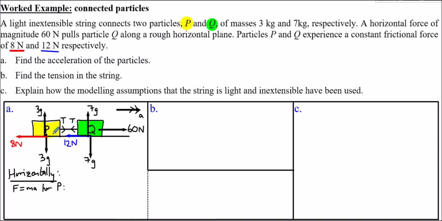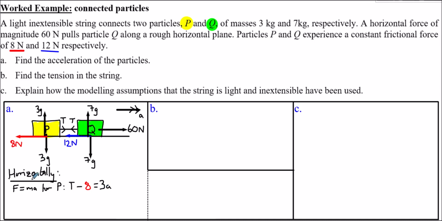So the force pushing to the right on P, in the direction of this acceleration, is just T. So we've got T, then minus 8, so T minus 8 equals the mass of P multiplied by the acceleration of P. Well, the mass of P is 3. The acceleration of P, we don't know, I'm just going to leave that as A.